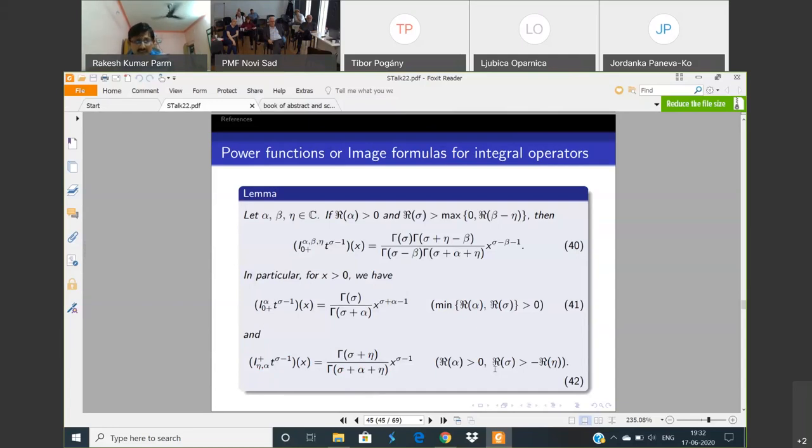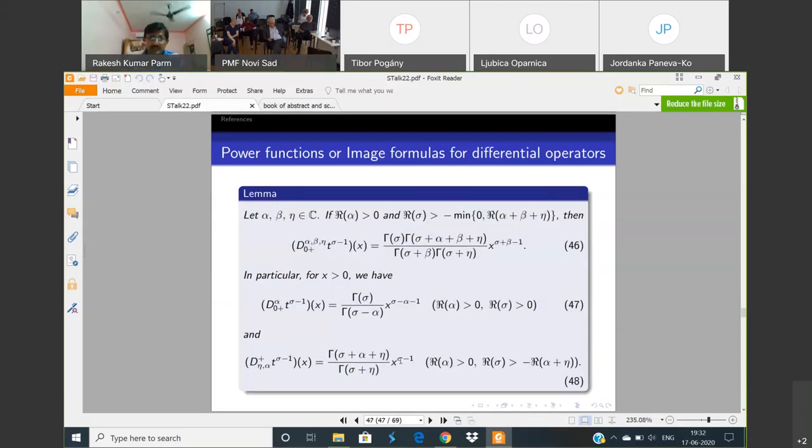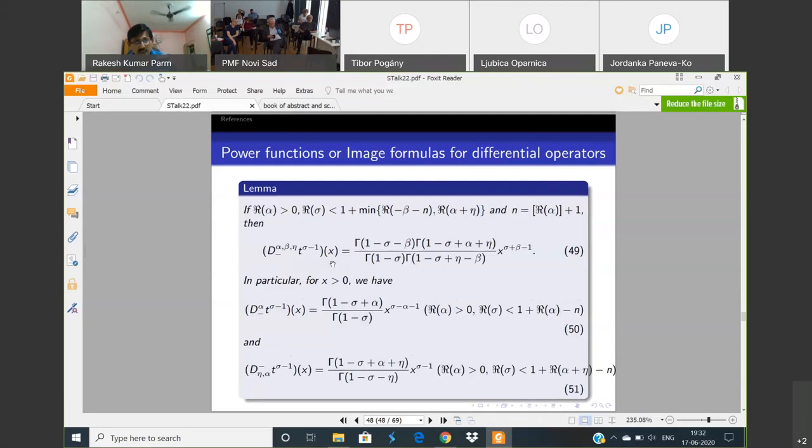We here give the power function formulas or image formulas for these left-sided integral operators: Saigo operators, Riemann-Liouville operator, and the Erdélyi-Kober operator. Similar power function formulas are given for the right-sided integral operators, and for the Saigo, Riemann-Liouville, and Erdélyi-Kober differential operators, left-sided and right-sided.